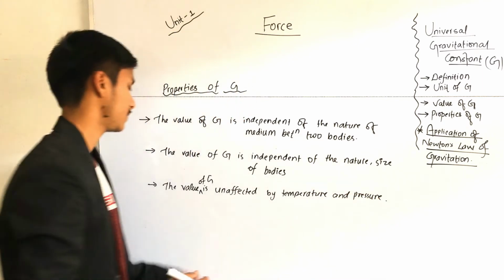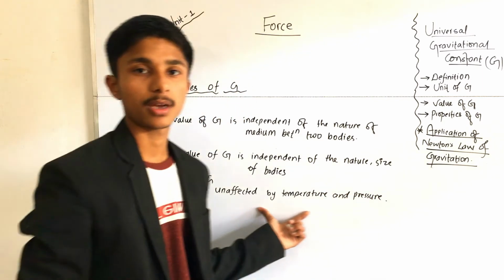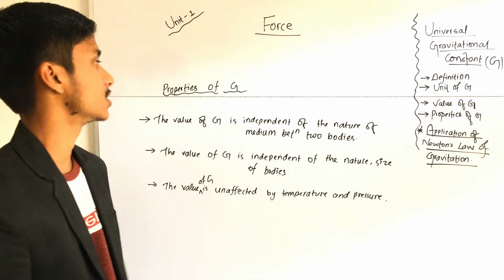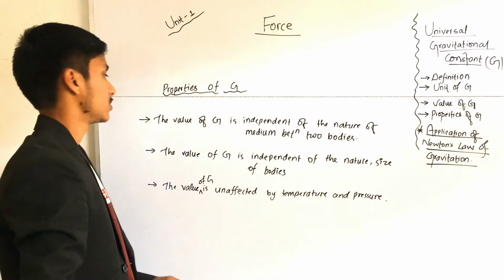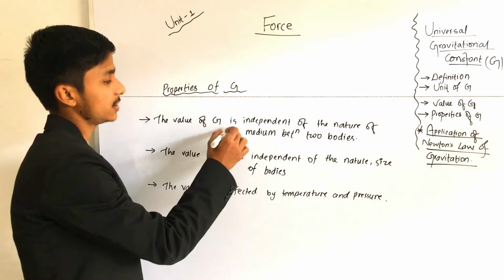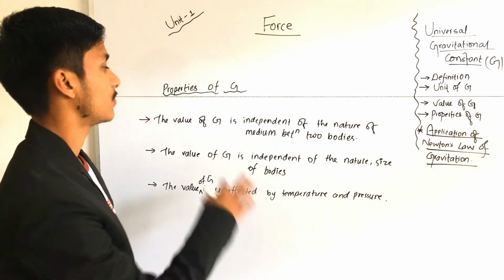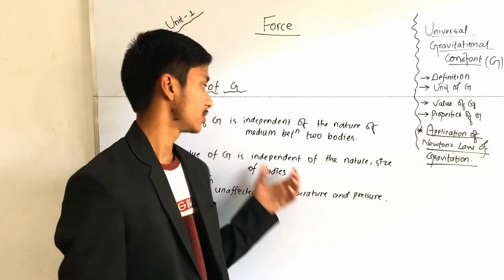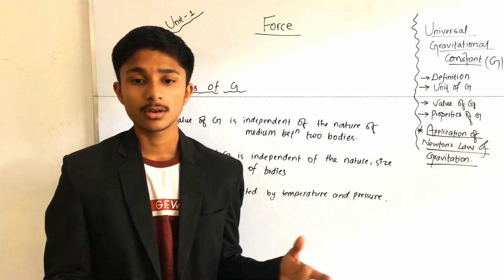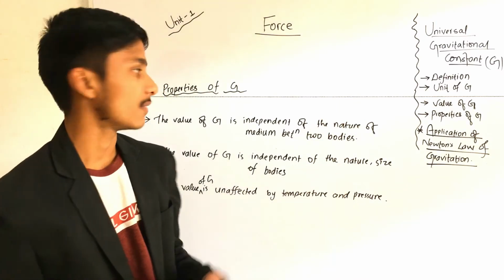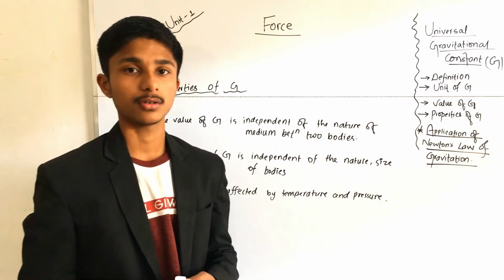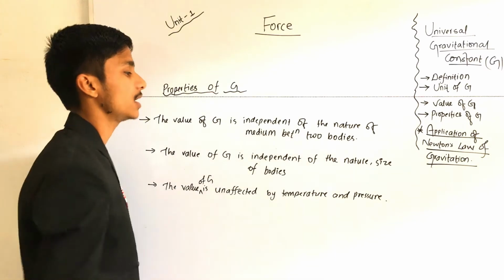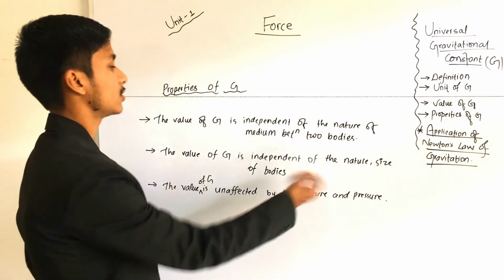The value of capital G is unaffected by the temperature and pressure. And these are the three properties of capital G. It means its value is independent of the nature of medium between two bodies. Suppose whether the body is in the water, air, or space, the value of G remains constant, in any medium. So its value is independent of the medium between the two bodies.